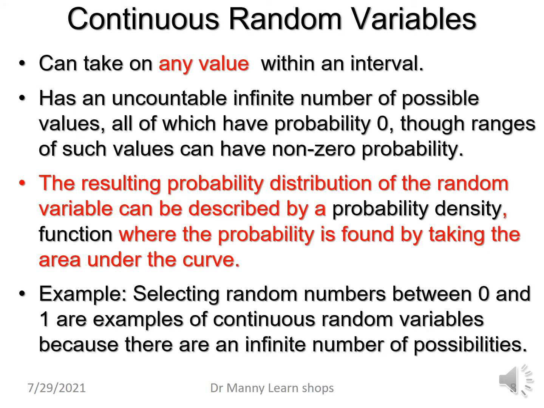Continuous random variables can take on any value within an interval. It has an uncountable infinite number of possible values, all of which have a probability of 0. Though ranges of such values have a non-zero probability, the resulting probability distribution of a random variable can be described by a probability density function, where the probability is found by taking the area under the curve. For example, selecting random numbers between 0 and 1 are examples of continuous random variables because there are an infinite number of possibilities.